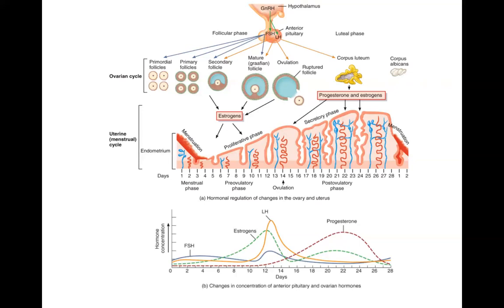Now, once again, this will last about 2 weeks before turning into the corpus albicans, which basically is a dead group of cells, nothing really going on there. That is only if a female's not been impregnated. Okay, if they have been impregnated, this will continue to release those hormones. But when that corpus luteum becomes a corpus albicans, if the female does not get pregnant, the levels of estrogens and progesterone go back down, which is what triggers menstruation to begin again.